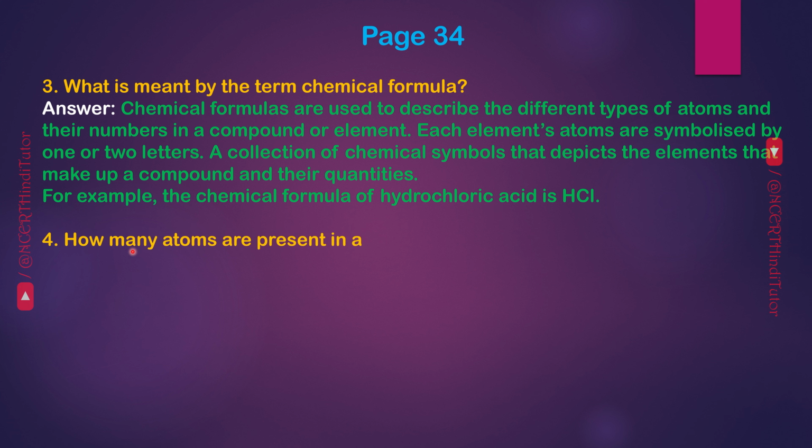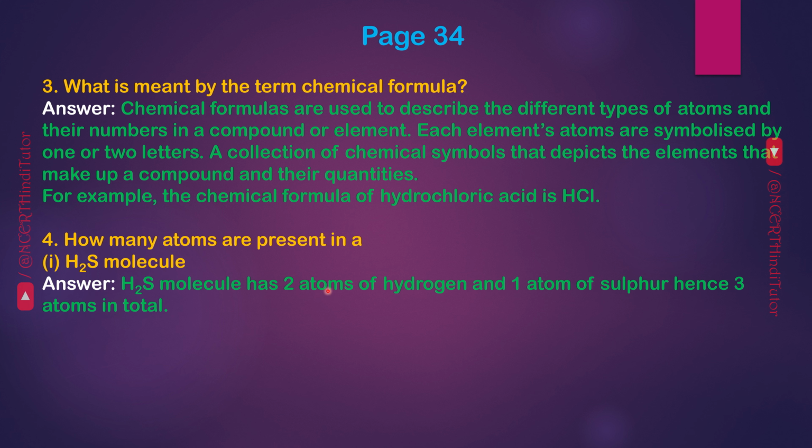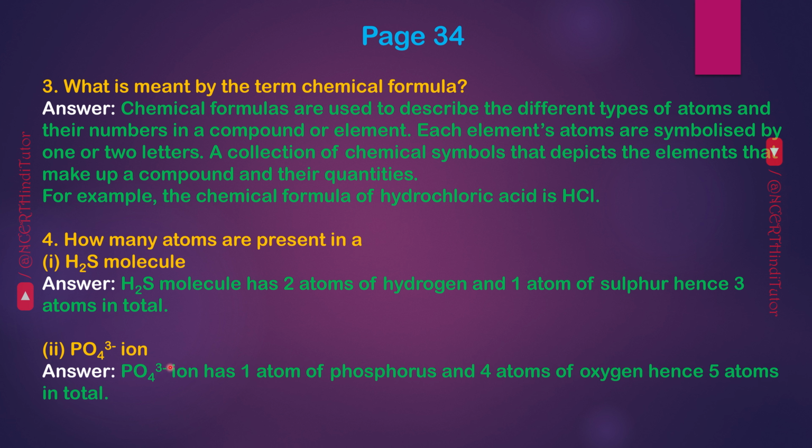Question 4. How many atoms are present in a first H2S molecule? H2S molecule has 2 atoms of hydrogen and 1 atom of sulfur, hence 3 atoms in total. Second, PO4 3 negative ion. PO4 3 negative ion has 1 atom of phosphorus and 4 atoms of oxygen, hence 5 atoms in total.